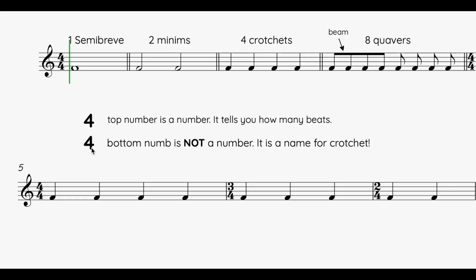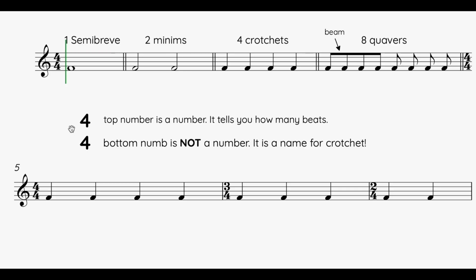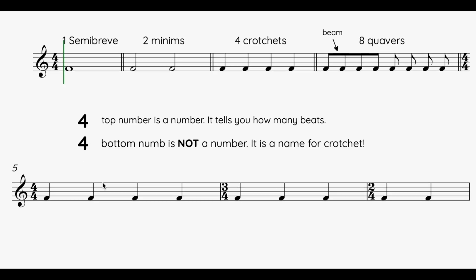Some people try to describe it as a denominator. Words like that just go over the heads of people trying to learn theory for the first time. So I tend to describe this in a way that helps people understand it a bit better. So the bottom number, I say to students, is not a number. And they look at me going, what?